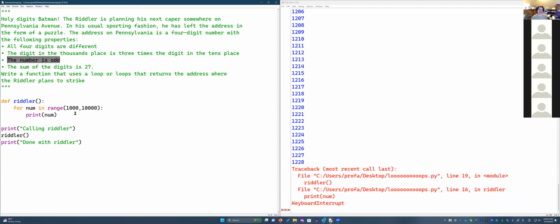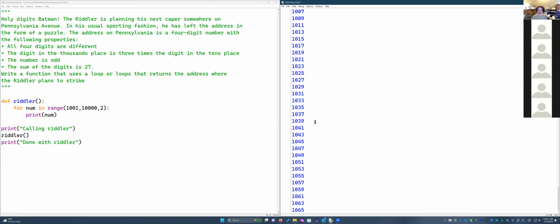The number is odd. Well, we can be clever about that by manipulating the for loop we are writing. If we change this range to start at 1001, right? Because it can't be 1,000, right? Can't be 1,000. So 1001 up to, but not including, 10,000. And then if we go up by 2s, that'd be 1001, 1003, 1005. You can see it on the side over here, right?